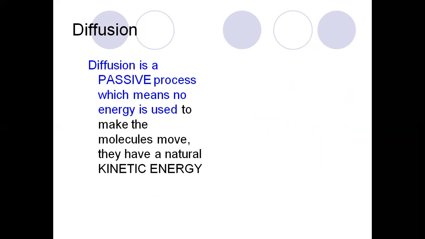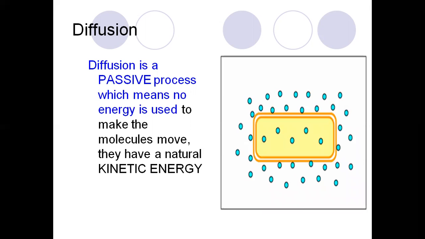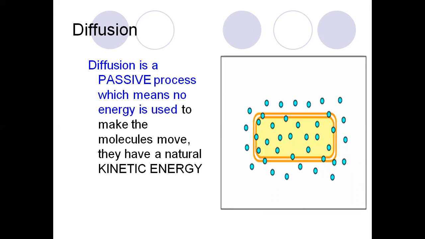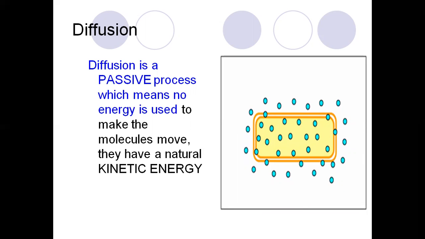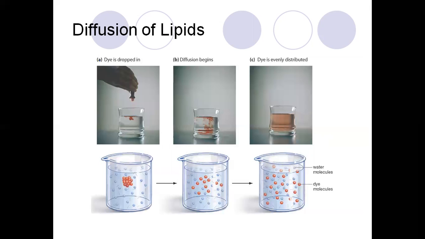Diffusion is a passive process, which means no energy is used to make the molecules move. They have kinetic energy. We can see this is the cytoplasmic membrane, and the molecules pass through the plasma membrane equally. There is no need for any energy to pass through the semi-permeable membrane, that is the plasma membrane. So for diffusion, we can see a simple example here.